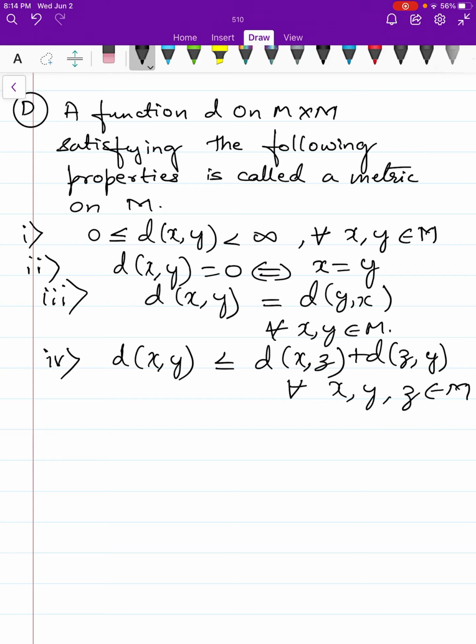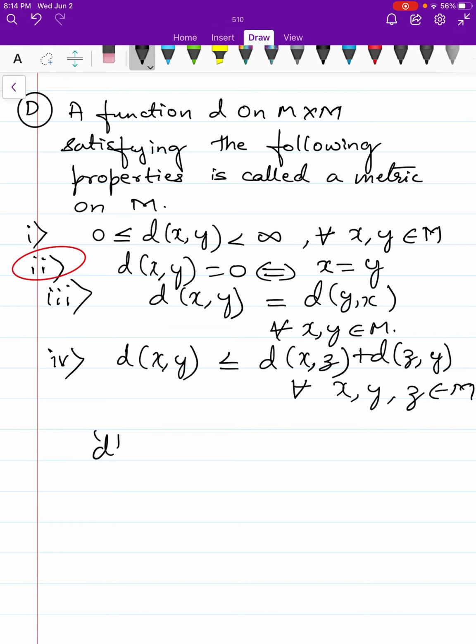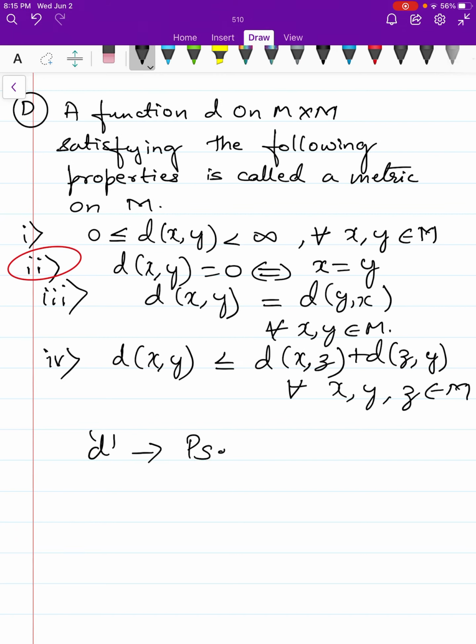Sometimes a function will satisfy all the properties but doesn't satisfy number 2, and it is sometimes called a pseudometric. So if d satisfies all the properties except the second property here, it is called a pseudometric.